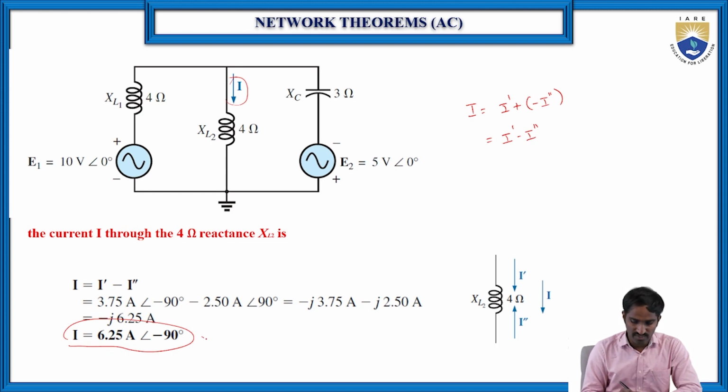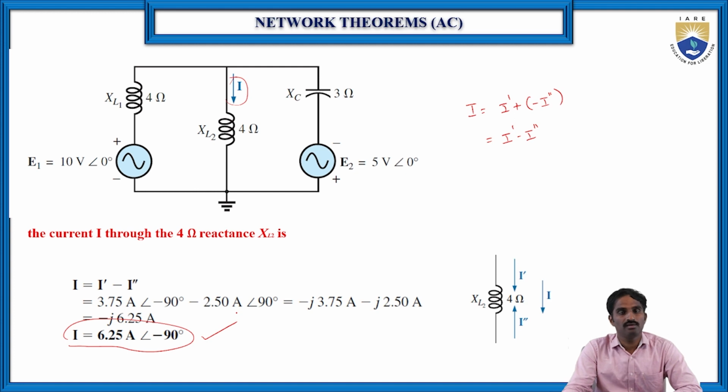So this is the way we can find the current flowing through any resistor, any reactance or any impedance by using the superposition theorem, when the input is a DC excitation or AC excitation, right? So this is how we can solve the problems, right?